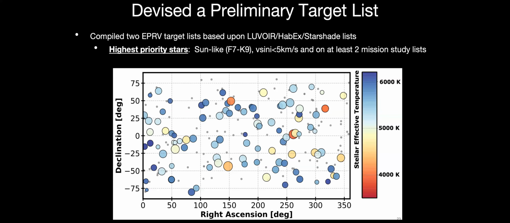We started by devising a preliminary target list that was compiled from the LUVOIR, HabEx, and Starshade lists, and then down selected to stars that are amenable to precision RV work. So that means sun-like stars, effective temperatures less than about 6,200, that are slow rotators, have v sin i less than about 5 kilometers per second, and are on at least 2 of these mission study lists. And you can see the stars here shown as open circles are pretty well spread across right ascension and declination, so they cover the sky pretty evenly.